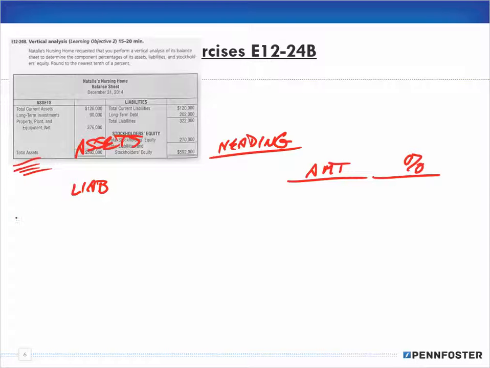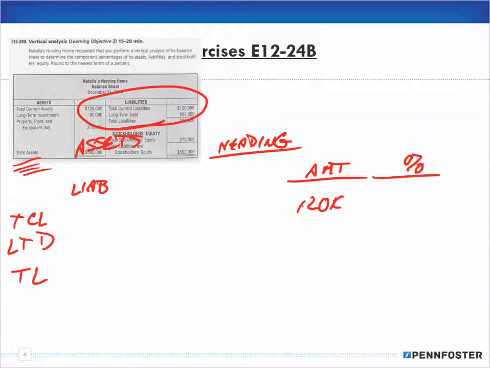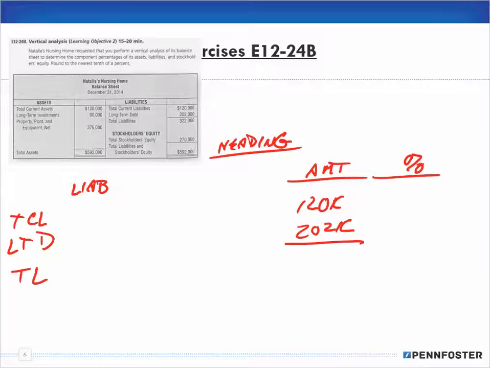In the liabilities, I have my total current liability, and I have my long-term debt, and then I have my total liability, right? So all I'm doing is just reproducing this section here, right? 120,000, I'm sorry, not less, plus my 202,000 gives me 322,000, right? So what's my base?